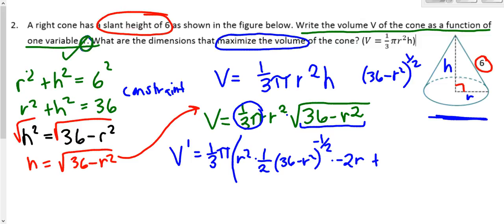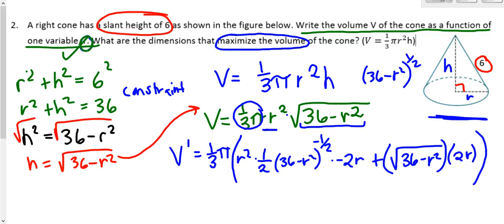So I'm going to add the second part, which is the second, the square root of 36 minus r squared, times the derivative of the first. The first here is r squared, so the derivative is 2r. And there we go. We've taken the derivative, and simplifying this down so that we can solve for r is going to be our next big step.